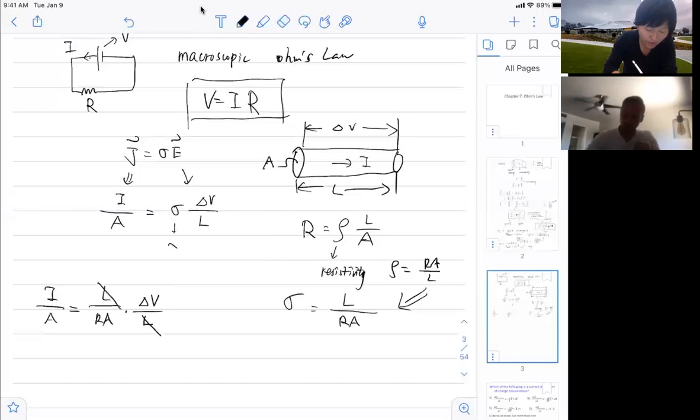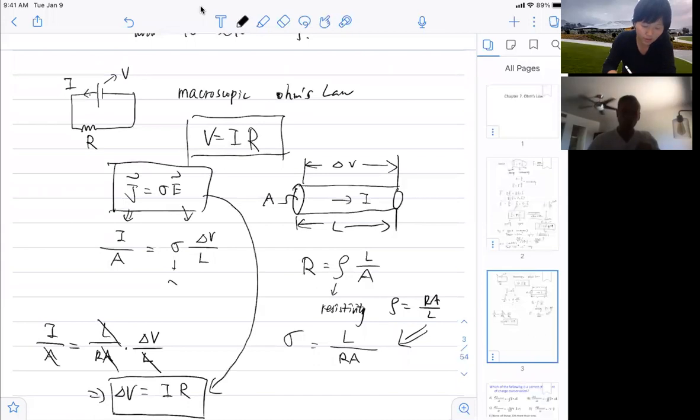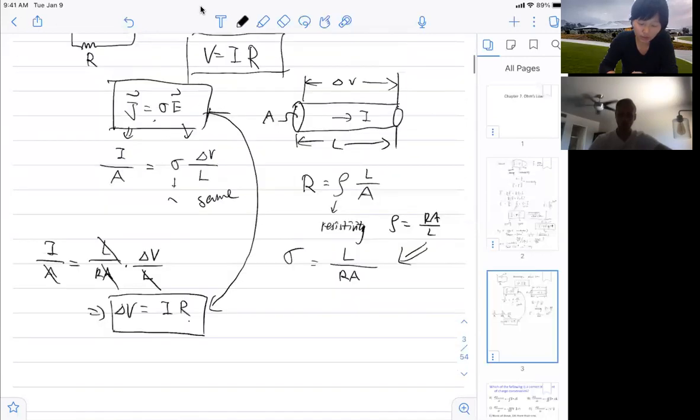Okay, L cancels, A on the denominator cancels, and we derive that delta V is I times R, right? Current times resistance. So you can see that these two are actually telling you the same thing. One is taking it from a microscopic point of view, and this one is a macroscopic point of view. What you're measuring outside, when you can't really zoom in to see what's going on, is you take a voltmeter and measure the voltage. You don't necessarily zoom in and see what the electric field inside is. Okay, so that is the Ohm's law I wanted to talk about.